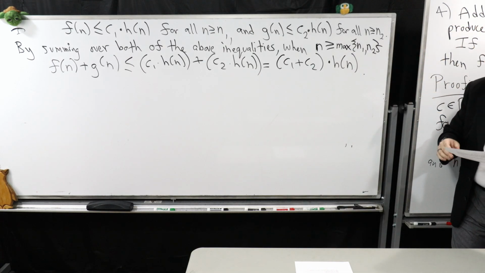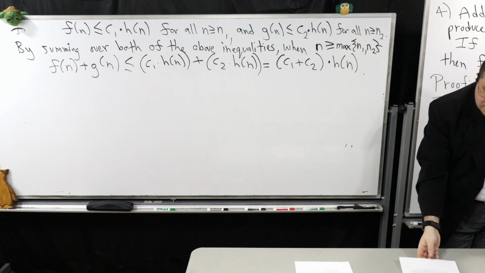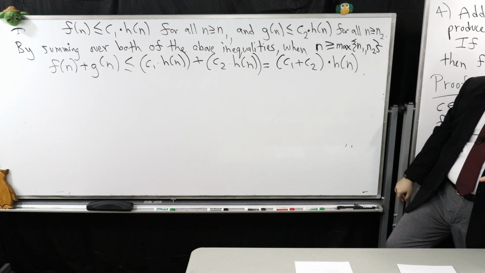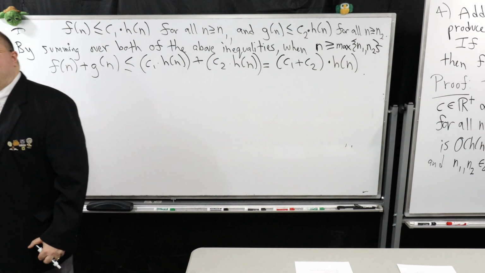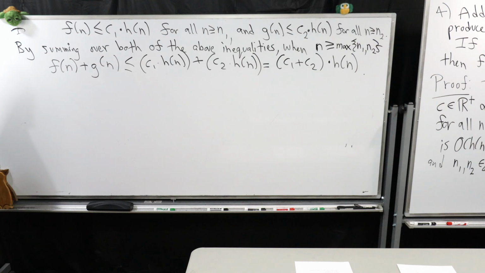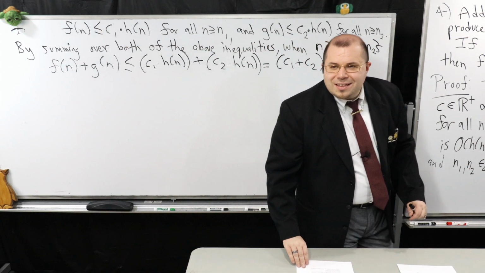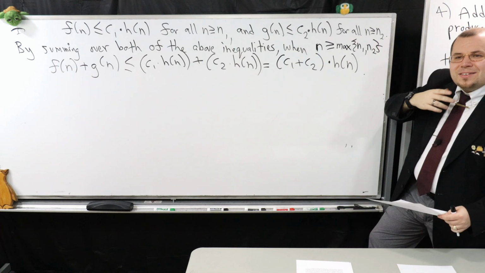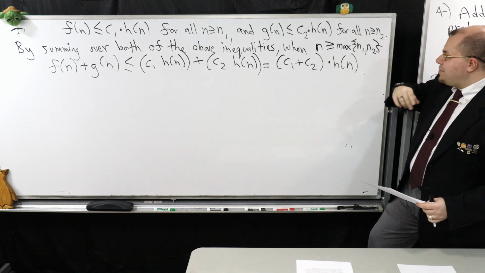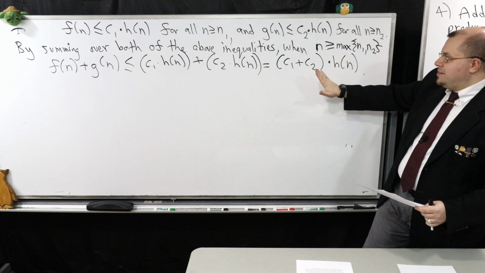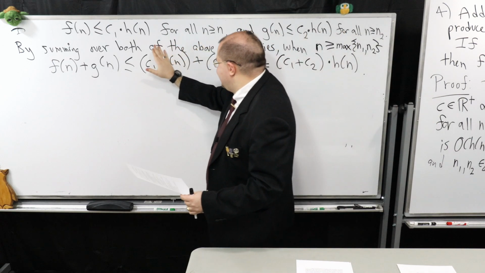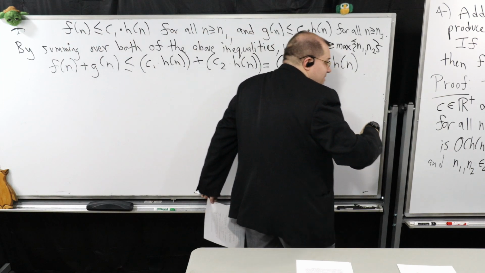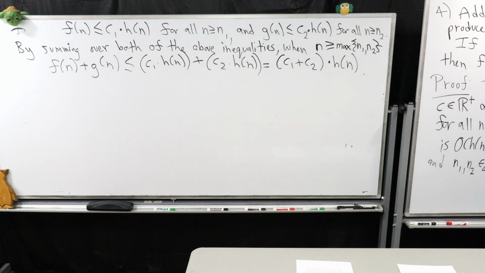Now, I have a question for you. What should I pick for c and n0 now? Because remember, our goal is to find c and n0. Do you see what I could pick now? Any ideas? So let's see here. Now I must stress that if you were to erase everything here in the middle, and you just wrote down f of n plus g of n is less than or equal to c1 plus c2 times h of n, that looks awfully like the form we're looking for, right?